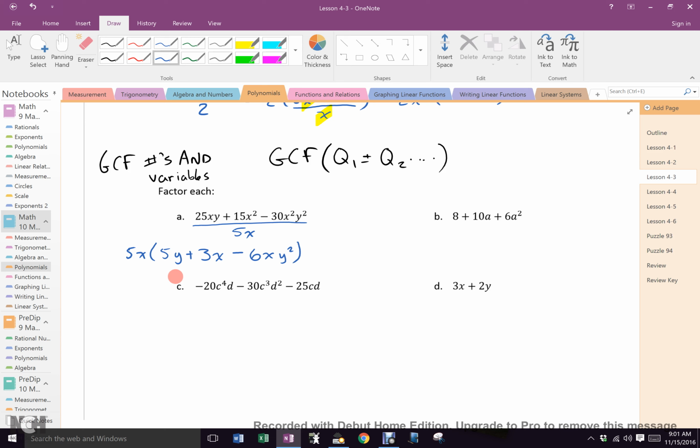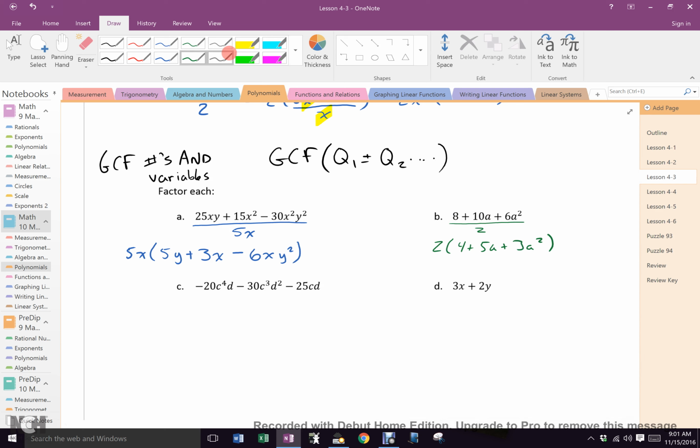Okay. So would anybody want to do B for me? I'm changing color to green because I'm in a green mood. It is indeed 2. Any letters? No. Why? Because 8 is a constant. So 2, and I get 4 plus 5a plus 3a squared. Good? Great. We changed the order, but I don't care.